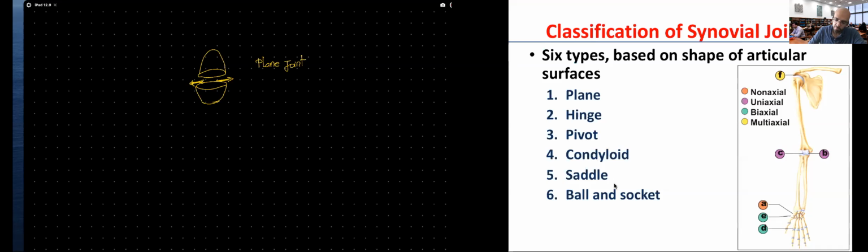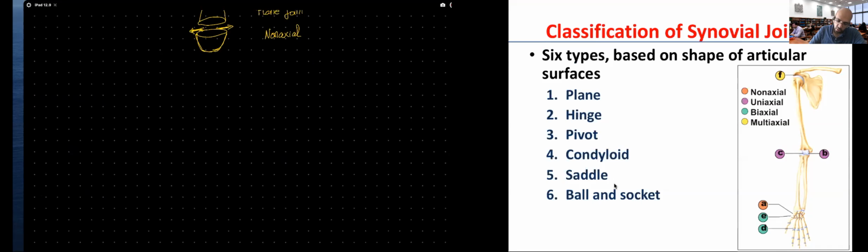And remember, plane joints, like the intercarpal joints, the joints between the carpal bones, they allow just a short gliding motion. And those plane joints are non-axial joints. What I mean by non-axial joints, they are not performing any angular movement or rotational movement around or along any axis. So we consider them as non-axial joints. We see another type of synovial joints in which I have a cylinder that articulates with a concave surface.